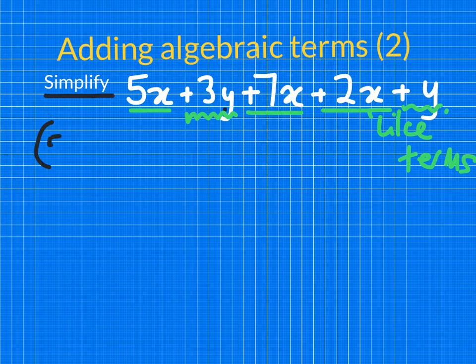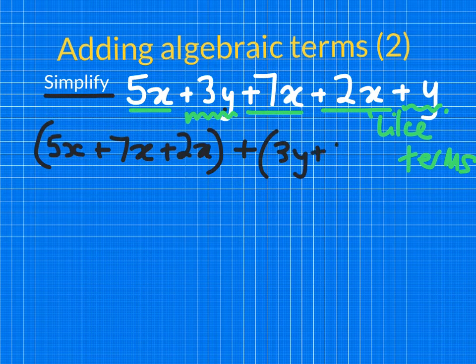We have a 5x plus a 7x plus a 2x. It's sometimes easier to put them in a bracket just so that we can see that they are all together. And then we've got a 3y plus a y. We're now in a situation to simplify.